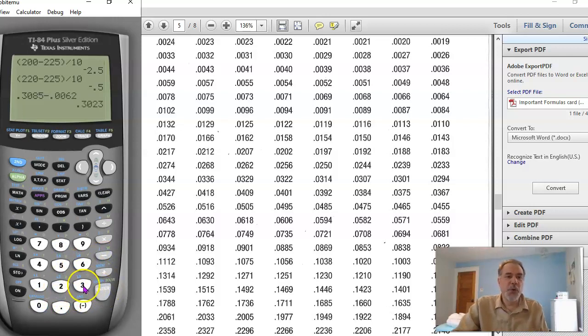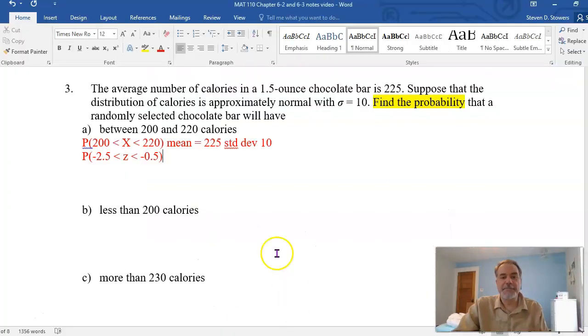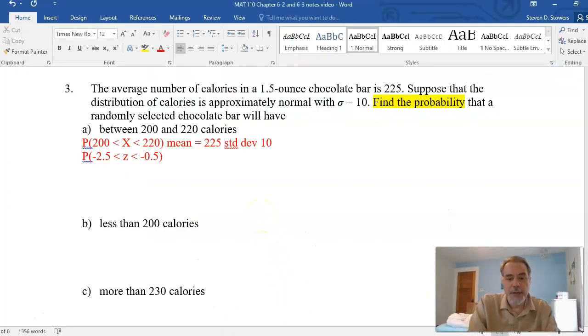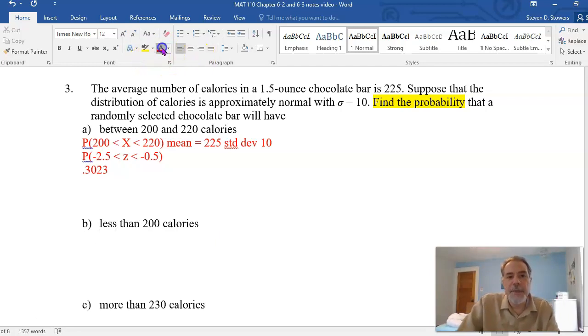And we get our answer, 0.3023. So that is the answer to the problem. For part B, to find the probability that it will be less than 200 calories, that would be the probability of X being less than 200.